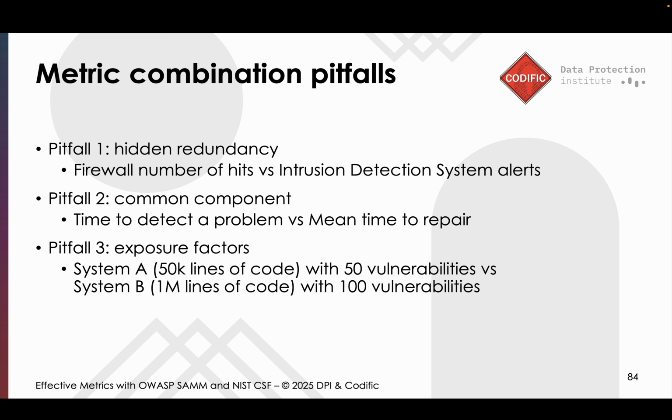Say system A has 50 vulnerabilities and system B has 100 vulnerabilities. The question could be which system is more secure. While system A has fewer vulnerabilities than system B, we could assume that more lines of code means more complexity and more size. And when we look at it from the size perspective, per line of code, we have fewer vulnerabilities in system B.